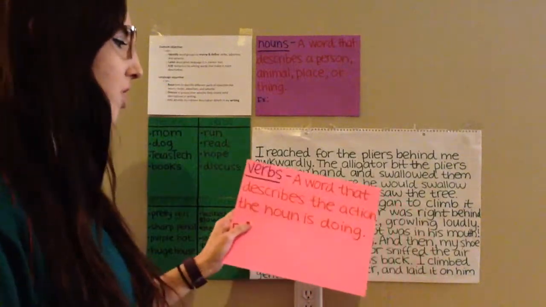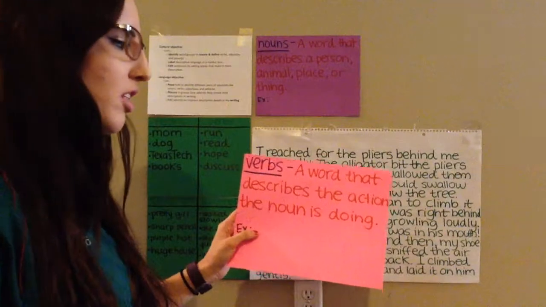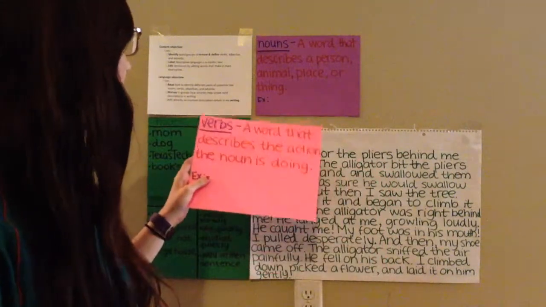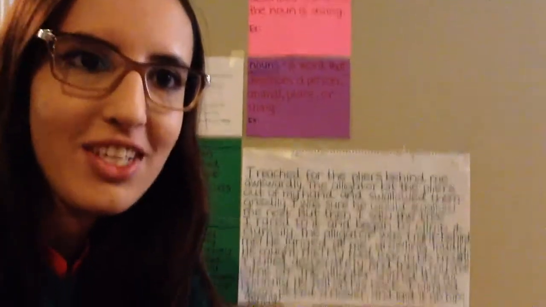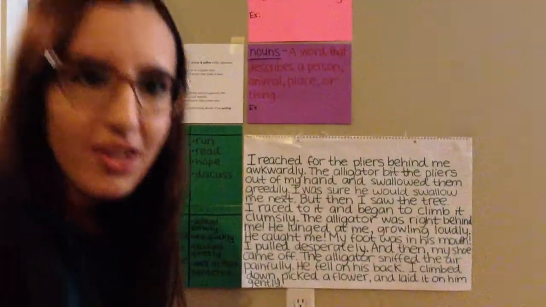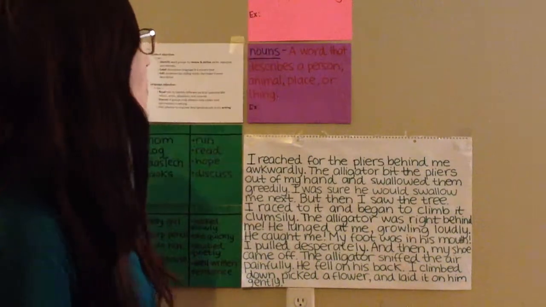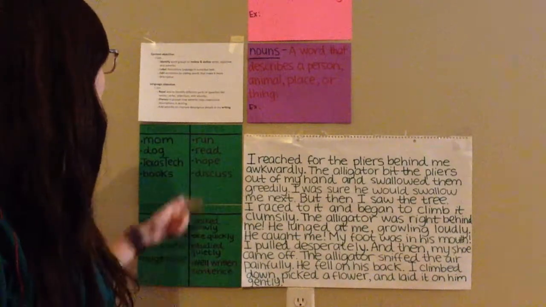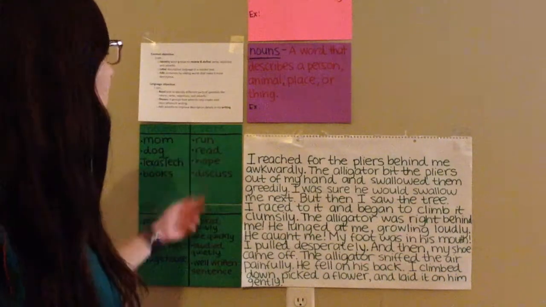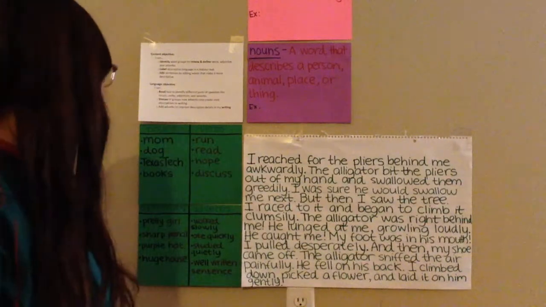So let's look at the next word group we had, which was verbs. And like you said, verbs are words that describe the action that the noun is doing. So as you can see, nouns and verbs are related to each other because the verbs describe what the noun is doing. Okay, so our verbs are describing what the nouns are doing. So our verbs here are run, read, hope, and discuss. So these are all words that could describe actions that nouns do.